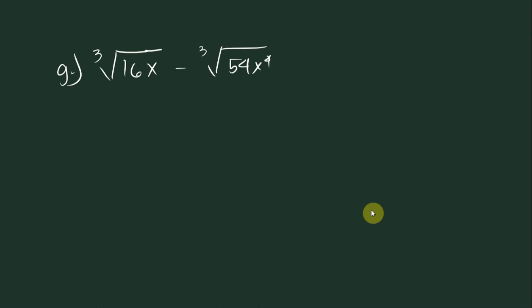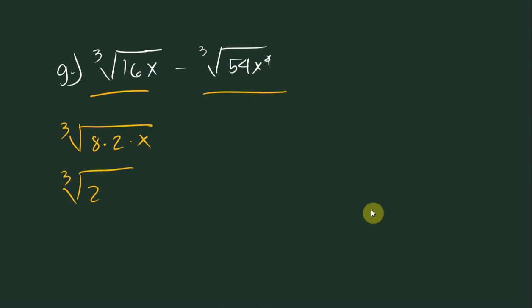Okay, so for the last one, we have here the cube root of 16x. Okay, let's see. So let's simplify this again. So we have here the cube root of, this is 8 times 2 times x, right? So we have here the cube root of 2 cubed times 2 times x. So we can say that this is 2, then the cube root of 2x. Okay, so this is it.